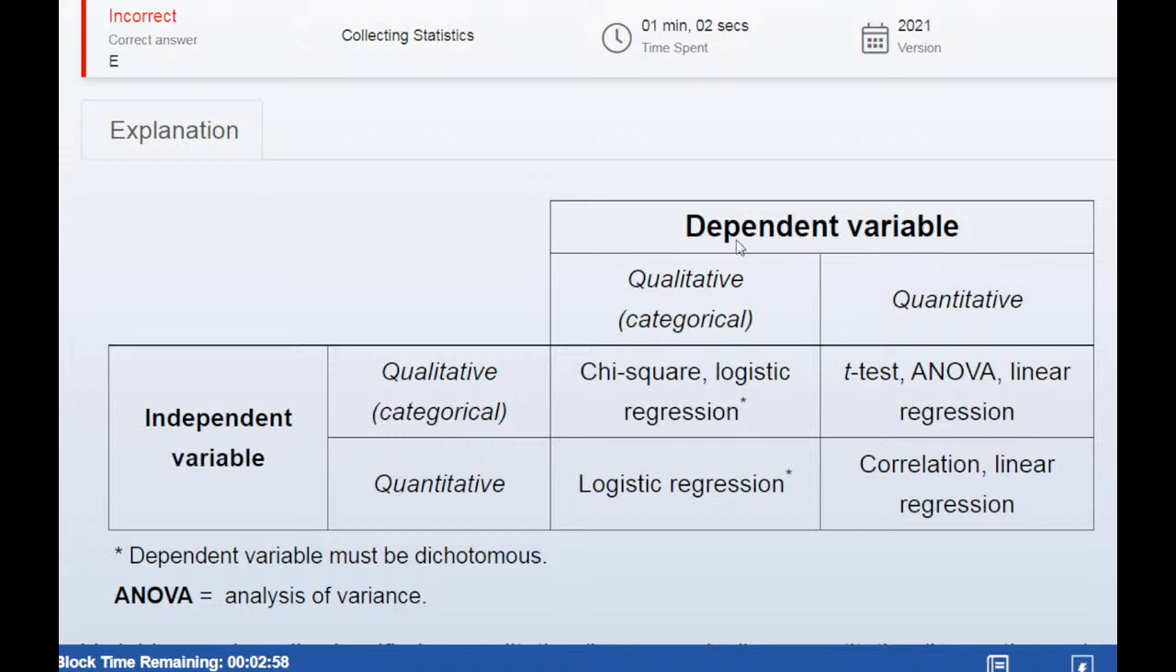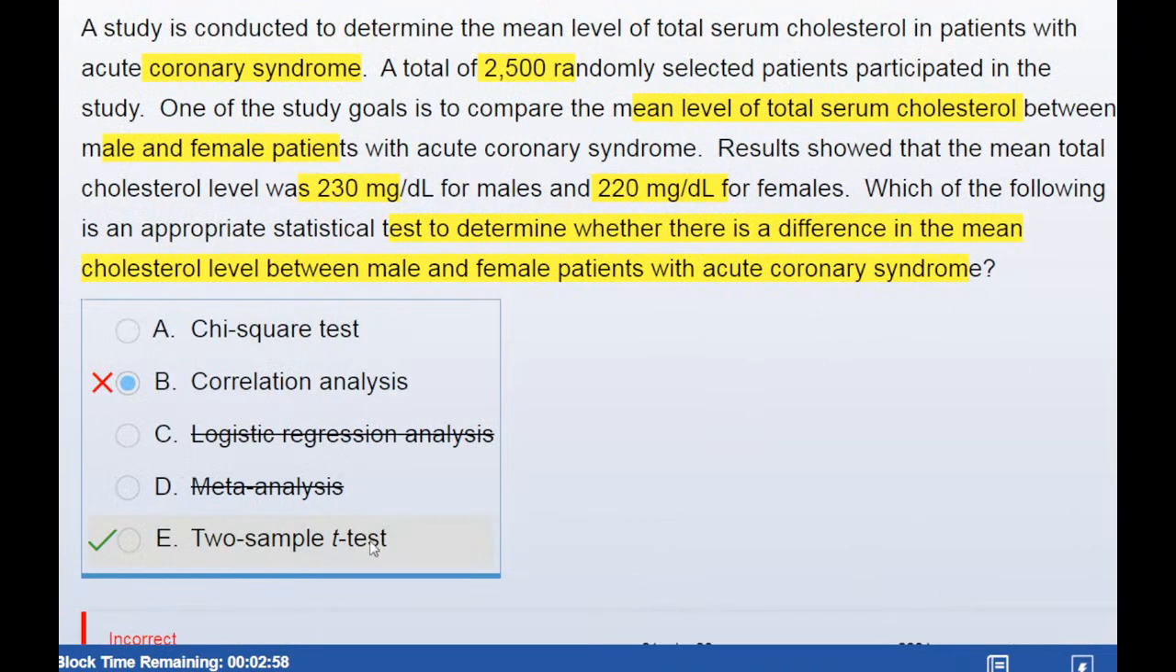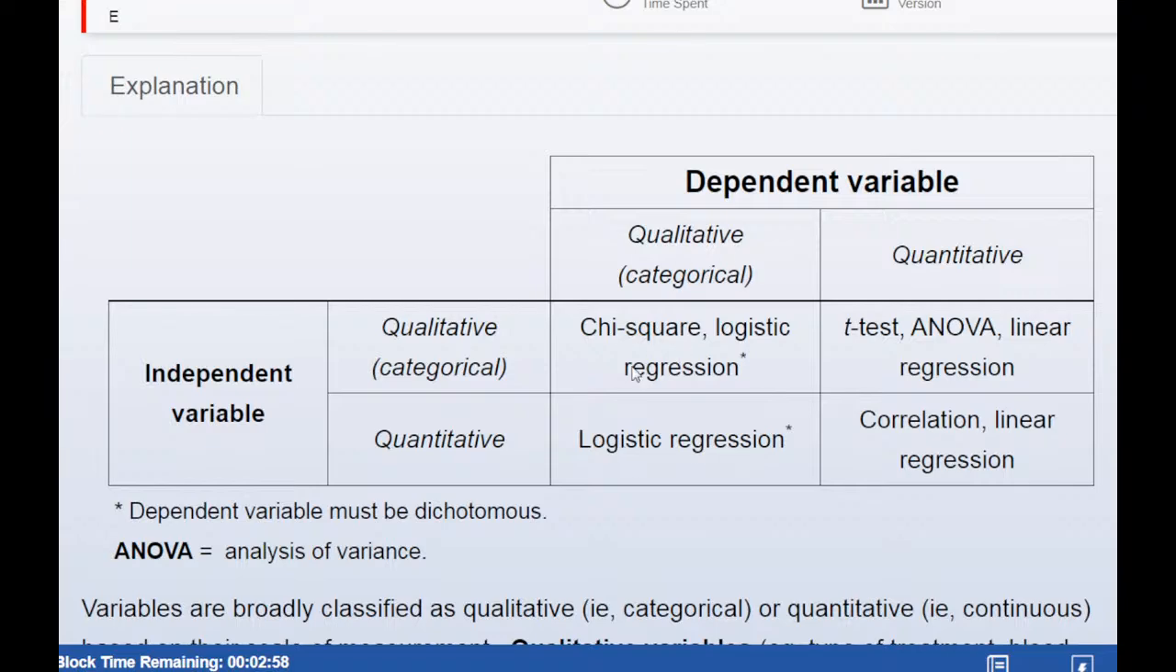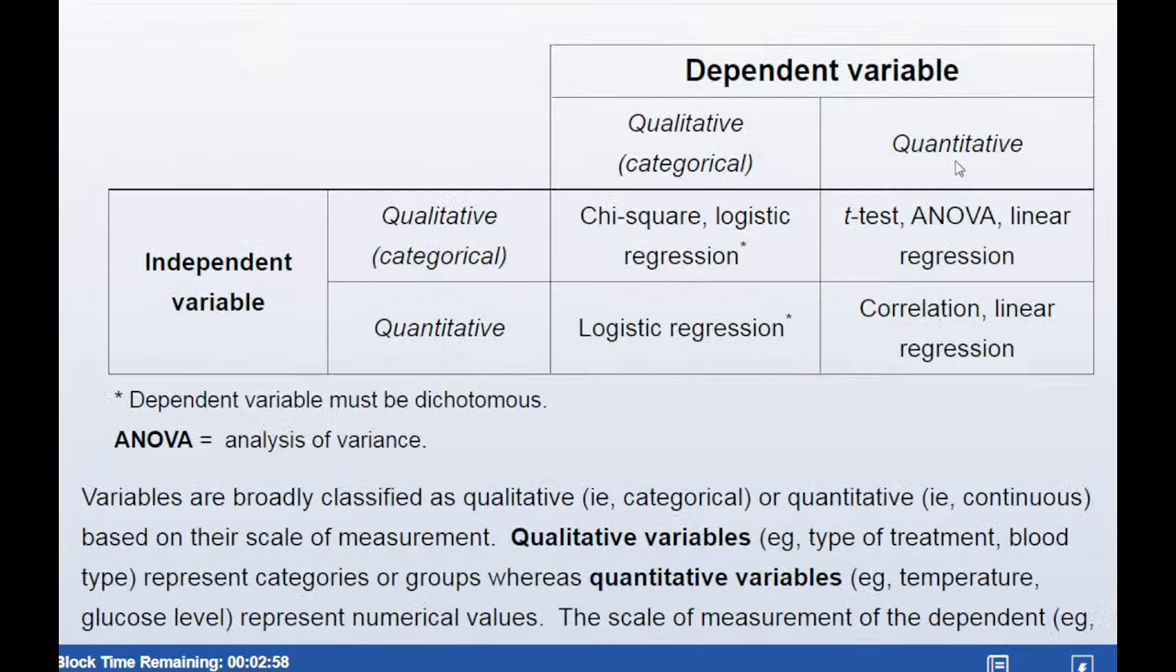The dependent variable, the independent variable. You guys can read by yourself, but sometimes I'm going to read it over. This is chi square. So the answer was 2 sample t-test. So what is the 2 sample t-test? Let's see.